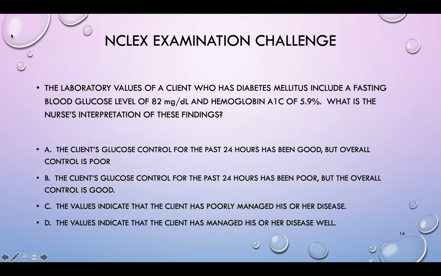Okay, the laboratory values of a client who has diabetes mellitus include a fasting blood glucose level of 82 and a hemoglobin A1C of 5.9. What is the nurse's interpretation of these findings? A. The client's glucose control for the past 24 hours has been good, but overall control is poor. B. The client's glucose control for the past 24 hours has been poor, but the overall control is good. C. The value indicates that the client has poorly managed his or her disease. D. The value indicates that the client has managed his or her disease well. Which one would you pick?